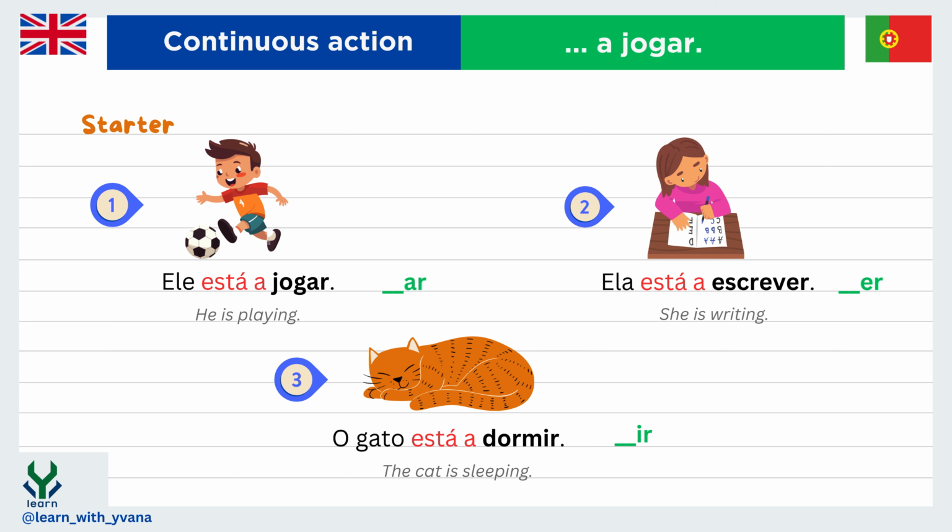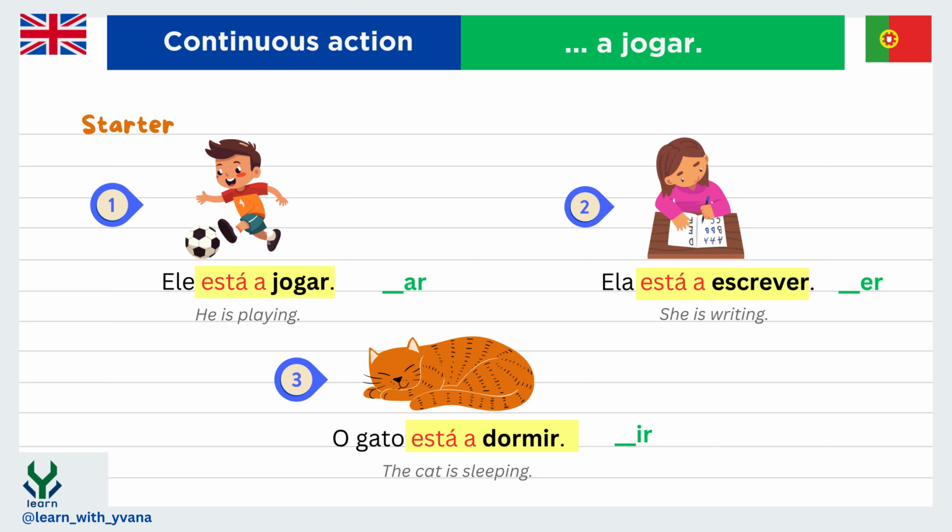For now, just notice the pattern of using the verb estar followed by a, that means a in English, and then the action verb. For example, in él está a jugar, está is a form of the estar verb, followed by a and then the action verb jugar. In picture 2, está a escrever. In picture 3, está a dormir.